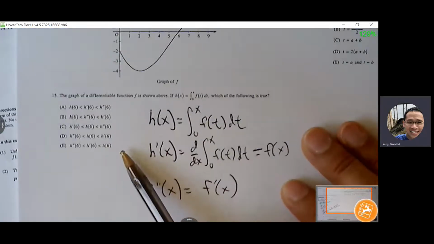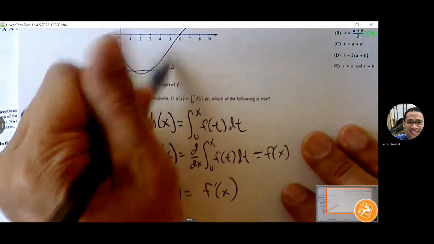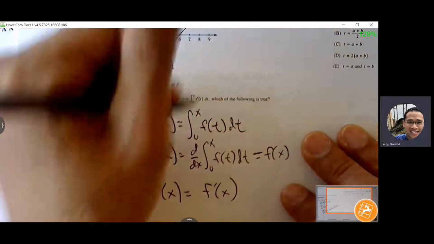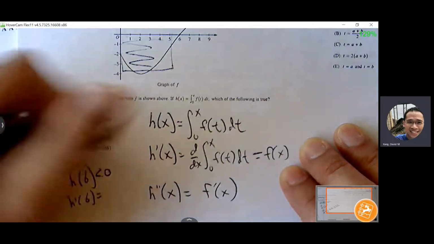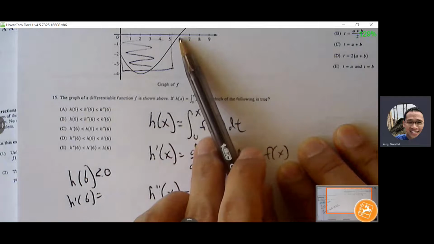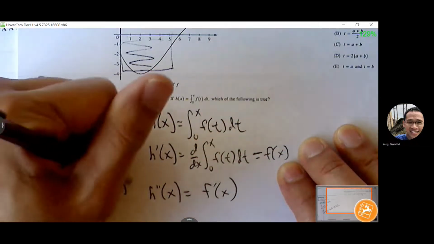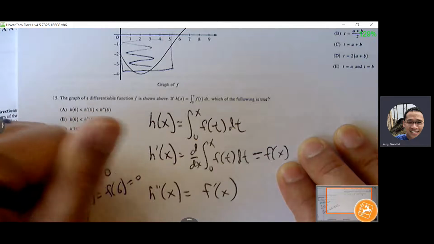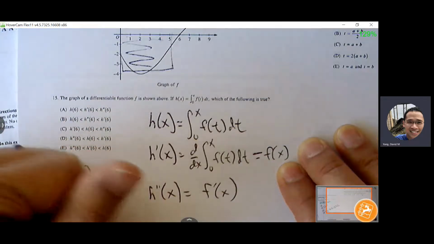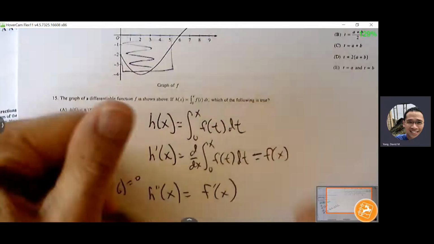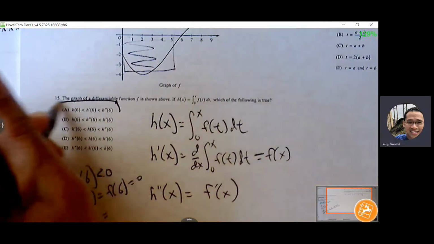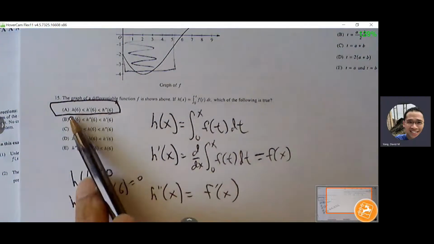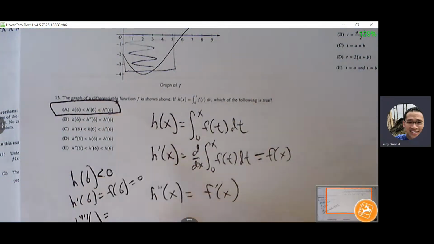So we know h of 6 is going to be some negative value. h prime of 6 is f of 6, which is 0. h double prime of 6 is f prime of 6. f prime of 6 is the slope. The slope at 6 is positive, like 1. So A. Now lowest value, 0, followed by a positive value.